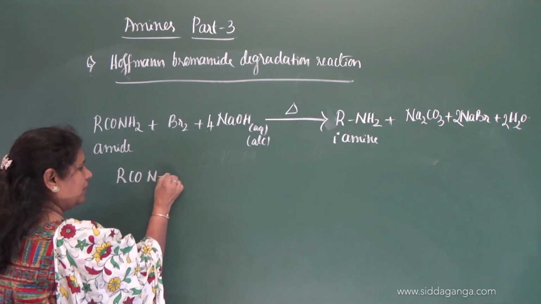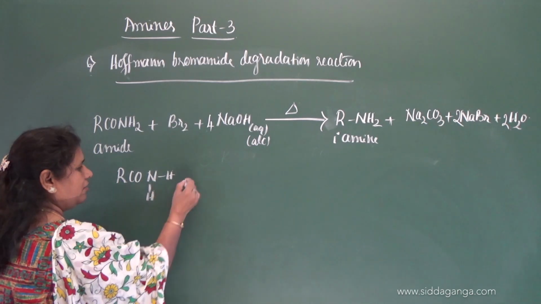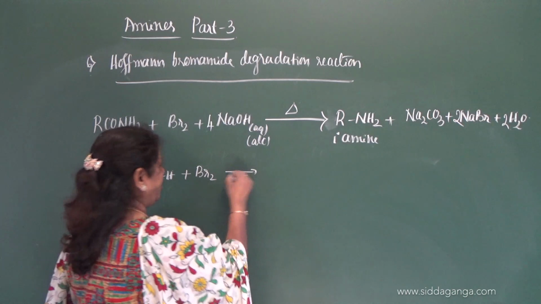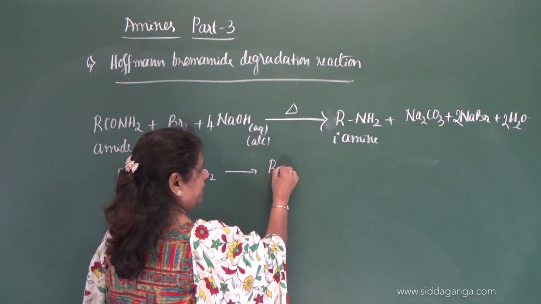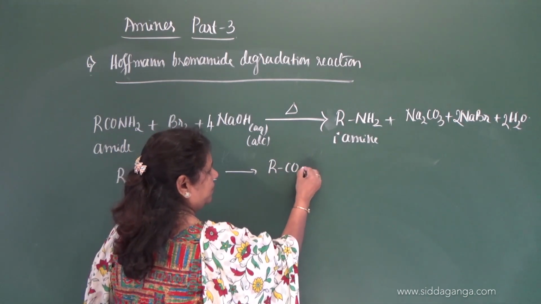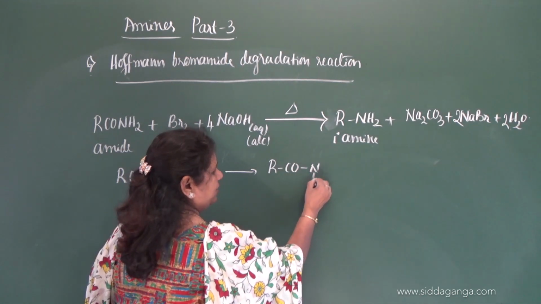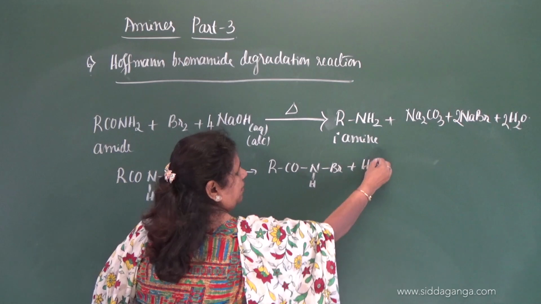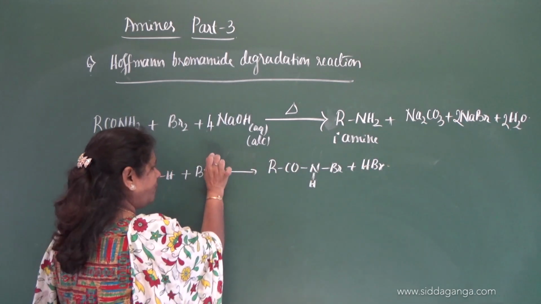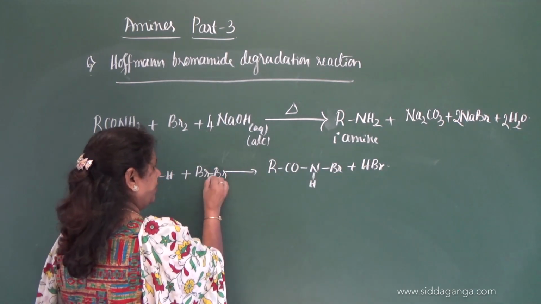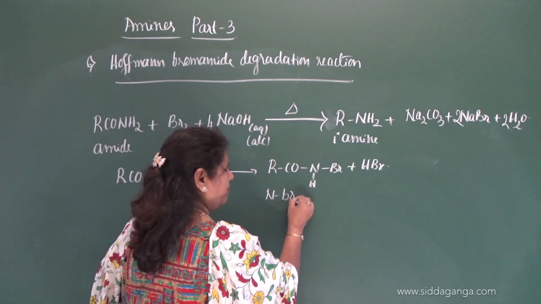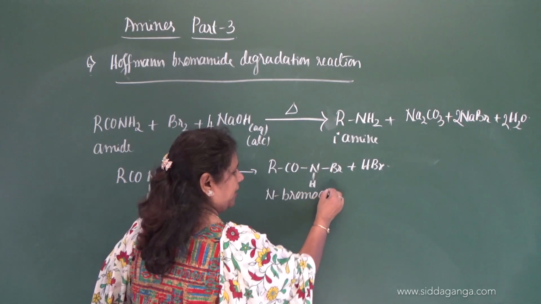RCONH2 first reacts with bromine, and 1 bromine replaces a hydrogen here, giving RCONHBr plus HBr. So 1 hydrogen is eliminated here, and this is called N-bromoamide.